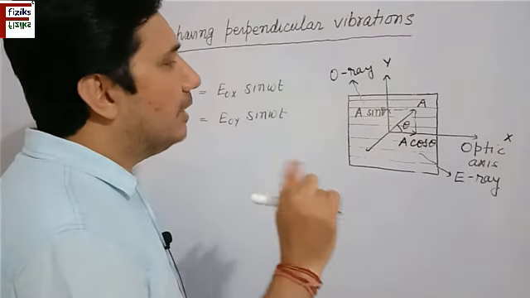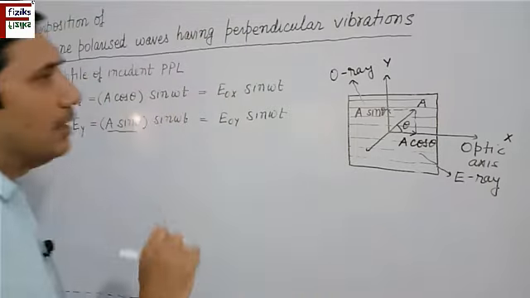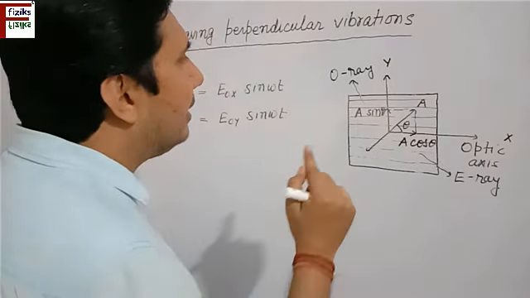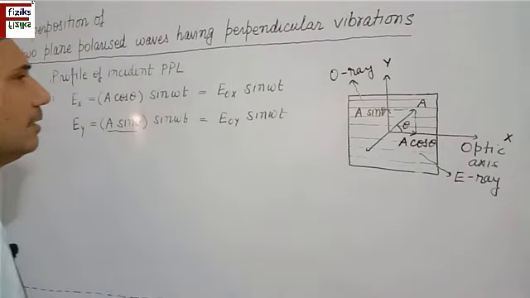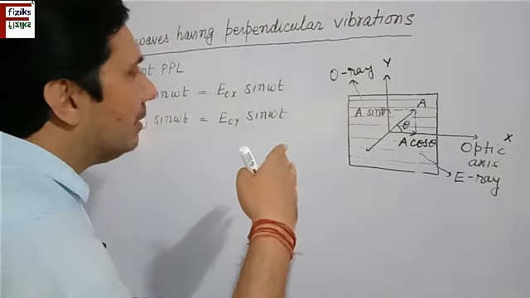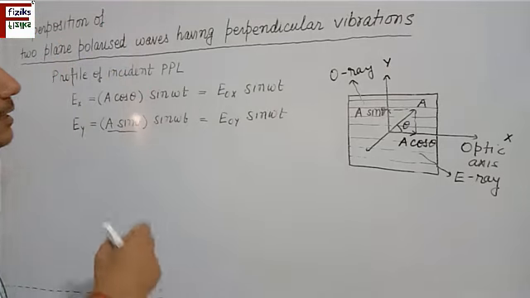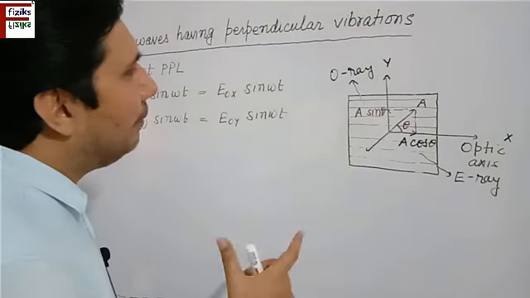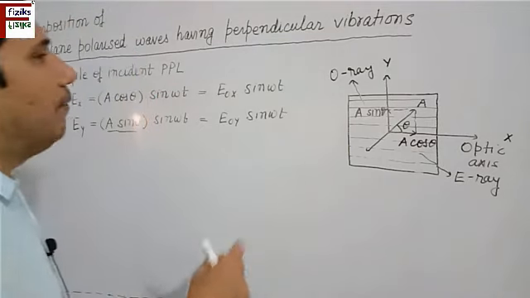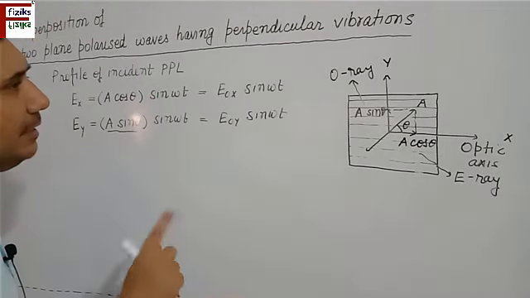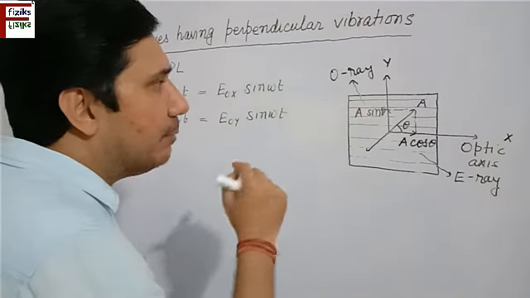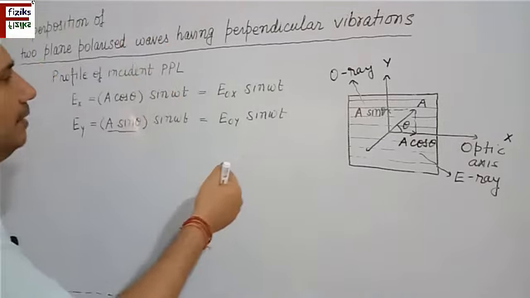Suppose the thickness of this crystal is T, so they are traveling T distance along this. The O ray is traveling T distance, the E ray is traveling T distance, but their optical path differences are different because the refractive index for the O ray and E ray is different. So they are traveling equal paths, but their optical paths are different.